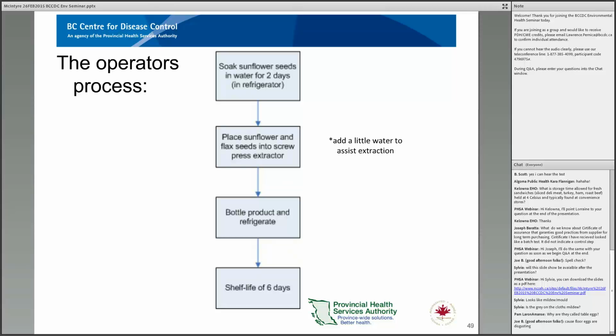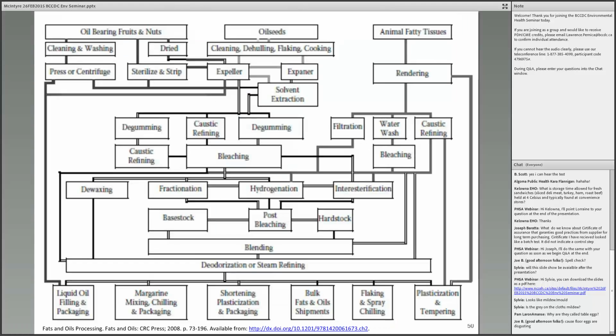Put the sunflower and flax seeds into the extractor. Add a little water while they're screwing the press down and extracting it. Bottle it, refrigerate it, and they're going to give it a shelf life of 6 days. Does that sound safe? I don't know. So I looked up how you usually make oil.